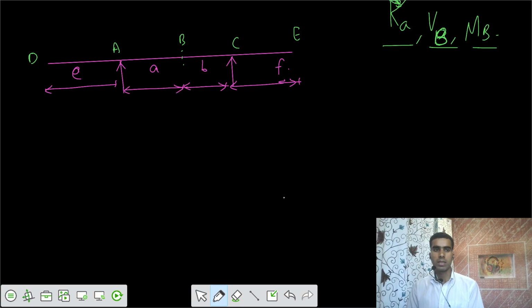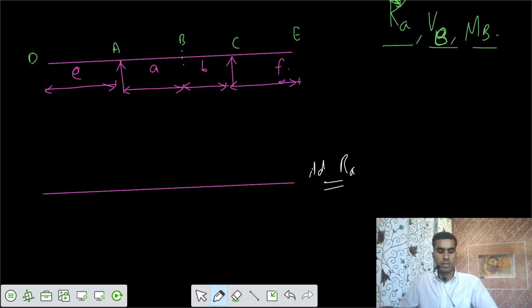So let's apply the Muller Breslau principle. Let's go for the ILD for reaction at A. So we have this beam. It is a simply supported beam with two overhangs, with supports at A and C.